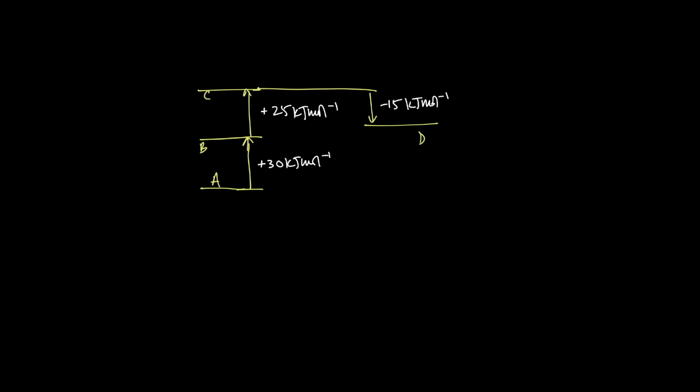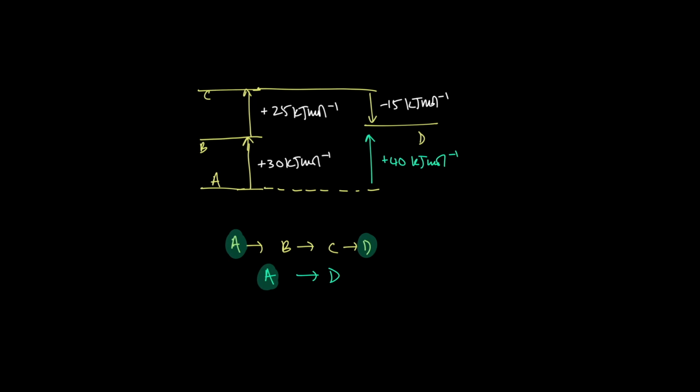Now, what if instead of going about this entire process, I went directly from A to D? What would the enthalpy change be? I can go plus 30 plus 25 minus 15, or I can go directly from A to D, which would simply be 40. 30 plus 25 is 55, minus 15 is 40. Plus 40 kilojoules per mole. So this is the idea. I can go from A to B to C to D, or I can go directly from A to D. The enthalpy change for either of these processes wouldn't matter. Because why wouldn't it matter? Because we have the same starting point and the same end point. That's essentially what Hess's law is saying.